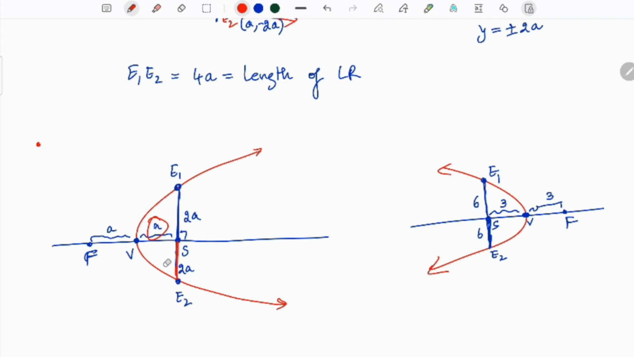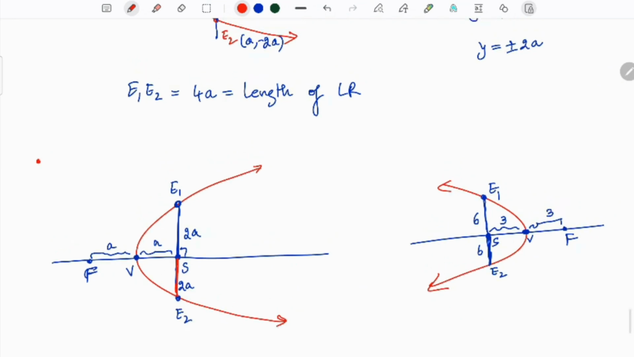If A is 10, what is the length of the latus rectum? If this is 10, what is the length of the latus rectum? 4 times A. All right, that is 40. When I say semi-latus rectum, what do I mean? That means the length is 2A. Latus rectum means 4A, semi-latus rectum means 2A.